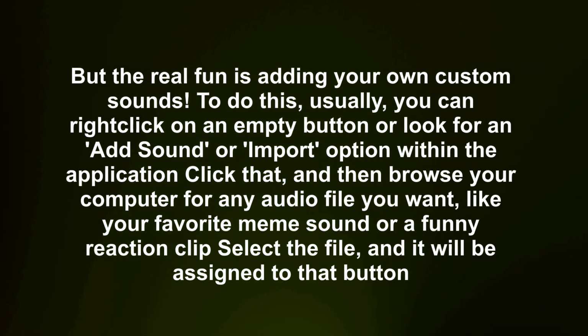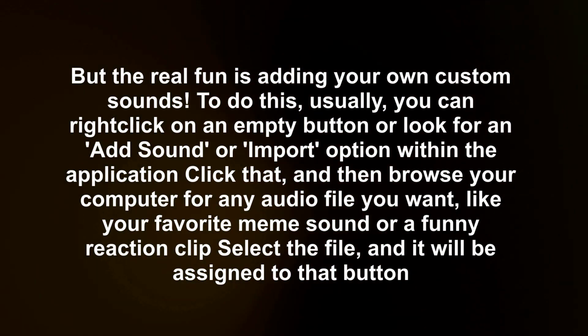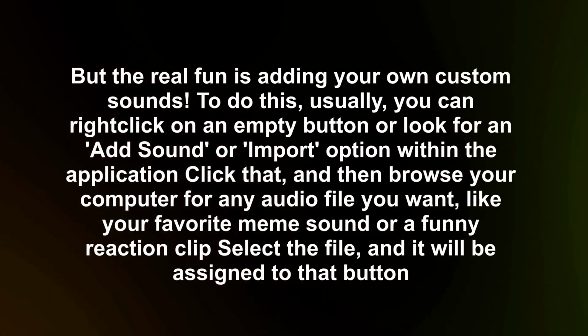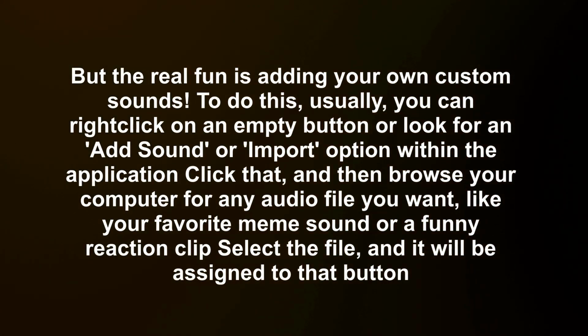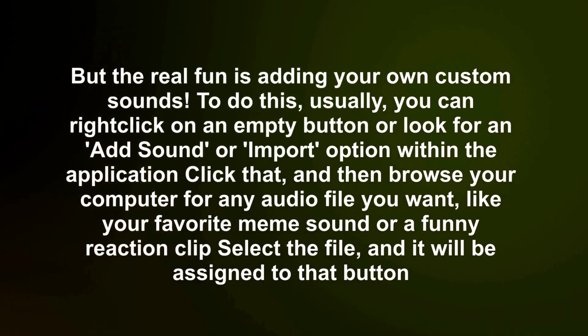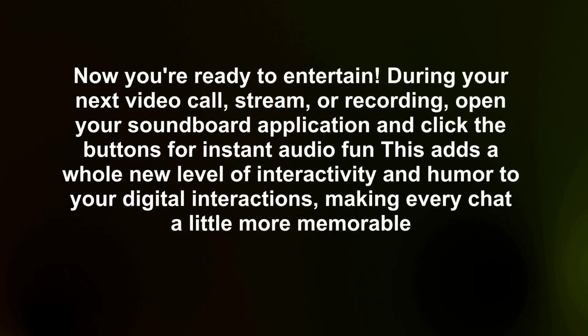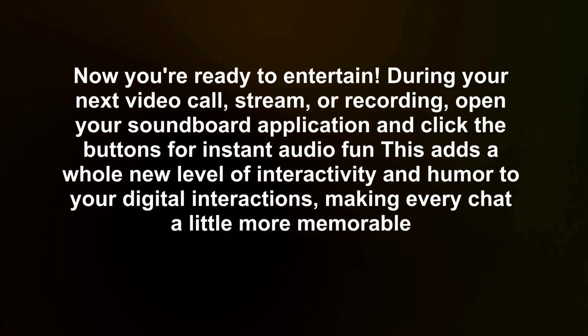To do this, usually you can right-click on an empty button or look for an add sound or import option within the application. Click that, and then browse your computer for any audio file you want, like your favorite meme sound or a funny reaction clip. Select the file, and it will be assigned to that button. Now you're ready to entertain during your next video call, stream, or recording.